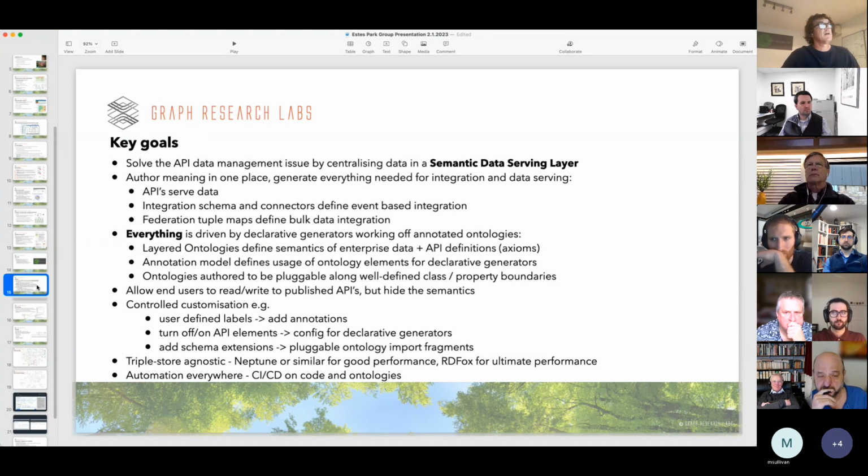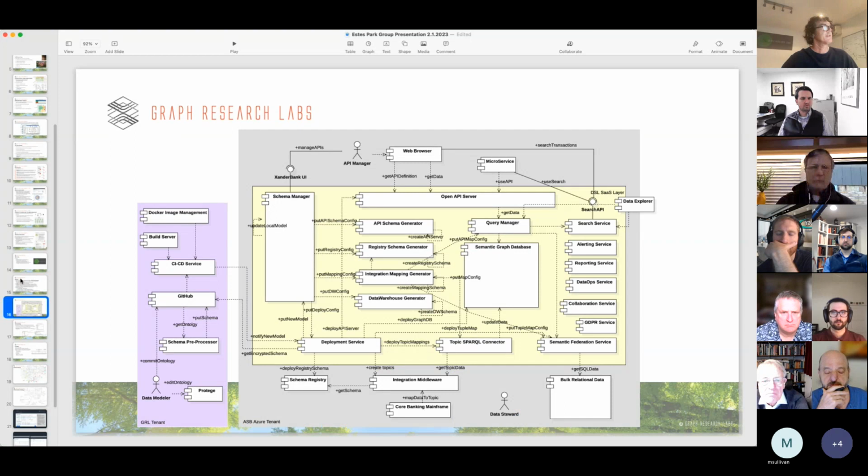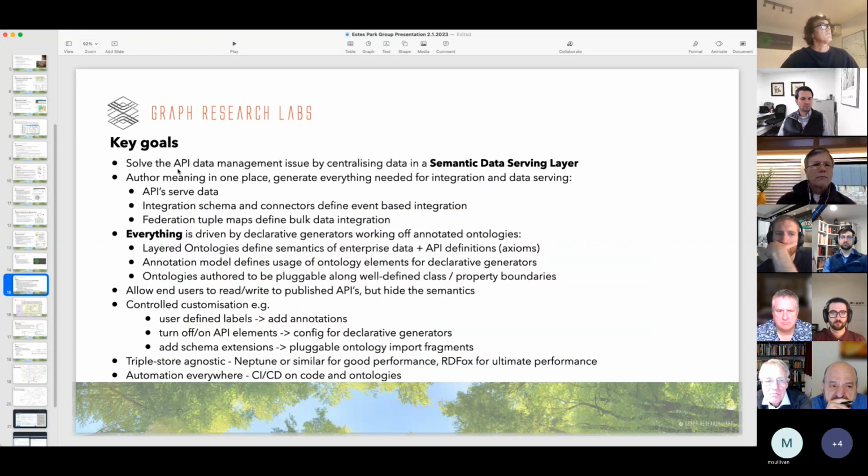So back to the API issue. One of our key goals was to try and deal with that API data management issue. And the concept is to centralize it into this semantic data serving layer. And that kind of looks roughly like this. I'll come to that in a minute. So there's some complicated things going on there. But what that really means is that you author the meaning of enterprise data in one location only. You generate everything else you need to integrate and then serve that data. And that's really, really crucial.